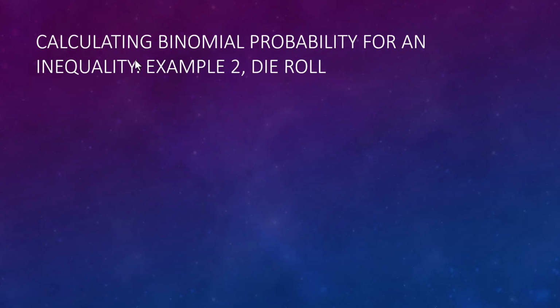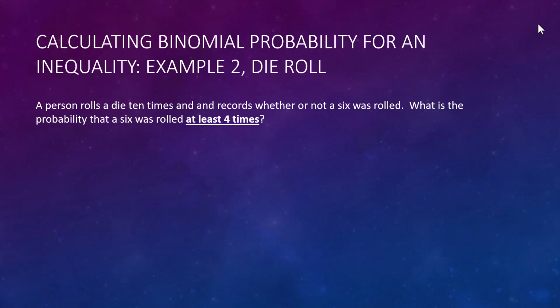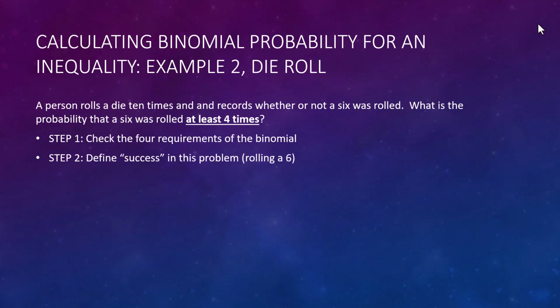Let's do another problem. This time we're going to be rolling a fair 6-sided die. A person rolls a die 10 times and records whether or not a 6 was rolled. What is the probability that a 6 was rolled at least 4 times? So remember, our step 1 is to always check the 4 requirements of the binomial. Then we have to define success. In this case, we're interested in whether or not a 6 was rolled. So success is going to be defined as rolling a 6.